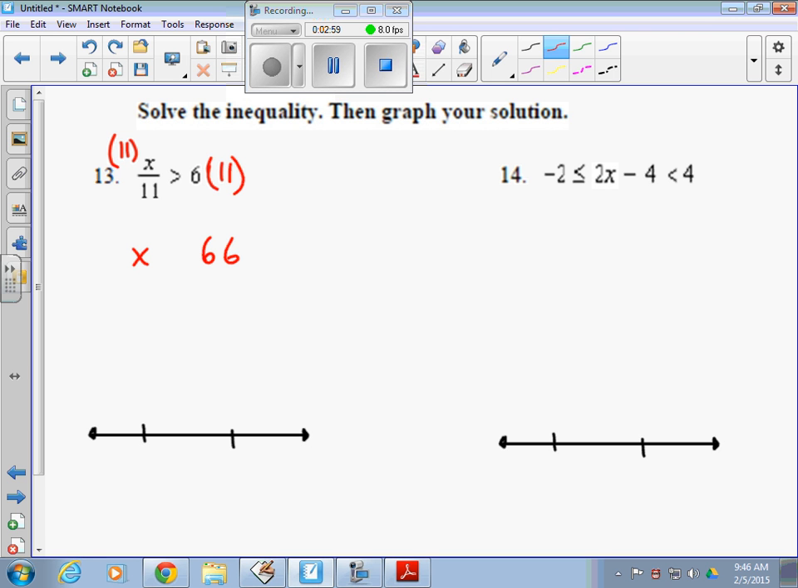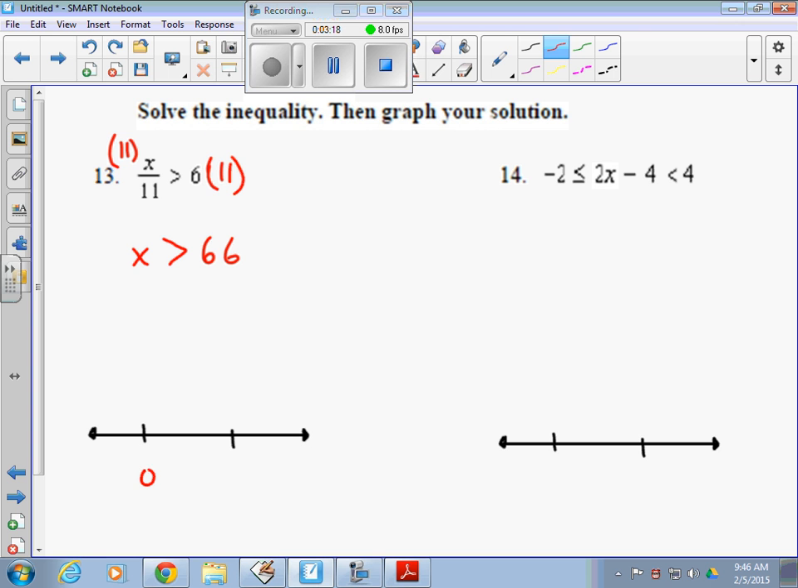We have to decide, do we reverse the symbol or not? We know we reverse the symbol when we multiply by something. So we just multiplied by something, but that's not enough to reverse it. You need to multiply by a negative number. We multiplied by a positive number. So our symbol is going to remain facing the same direction: x is greater than 66.